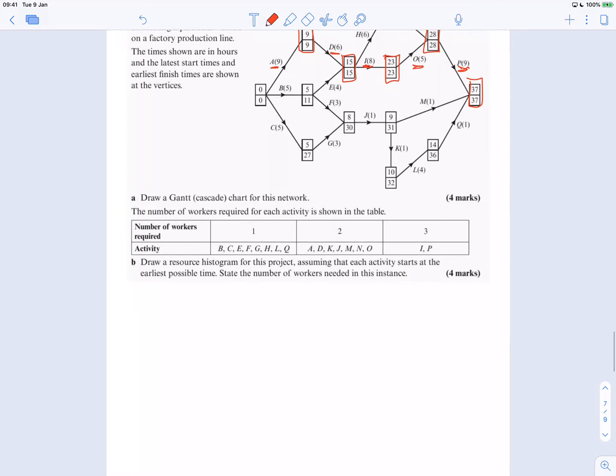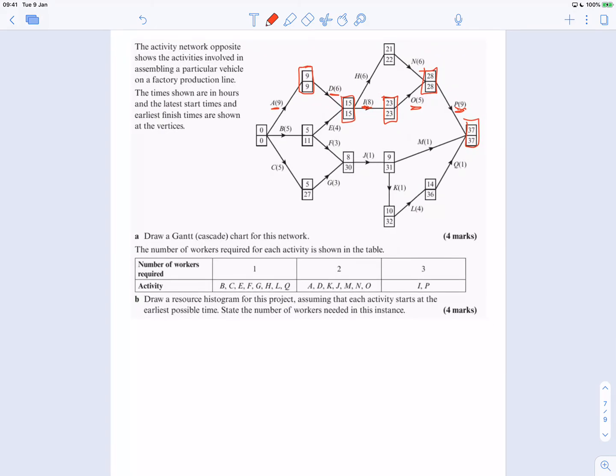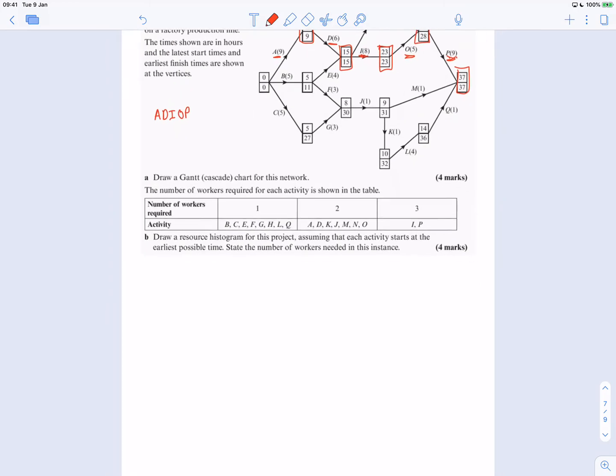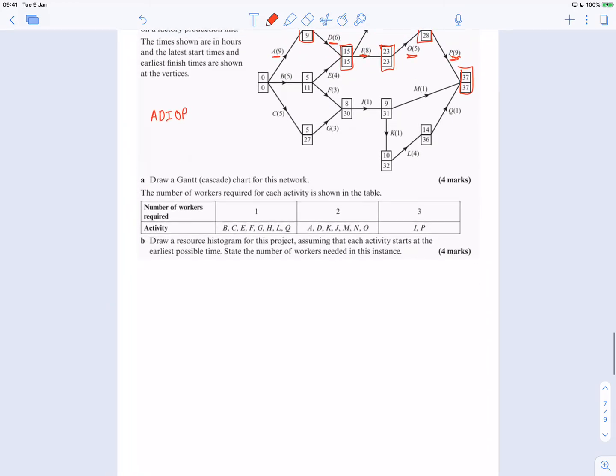So immediately I can tell straight away that my critical path and activities are A, D, I, O, P. ADIOP. So it's going to be 30. Oh man, do I have to draw this?